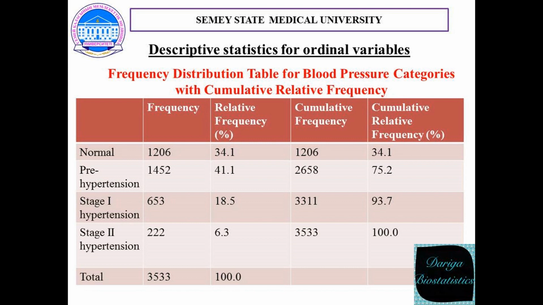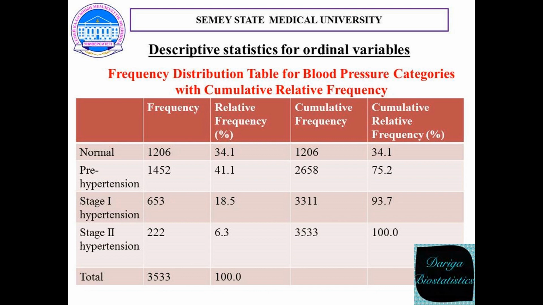Notice that more than a third of the sample, 34.1%, has normal blood pressure. 41.1% are classified as pre-hypertension, 18.5% have stage 1 hypertension, and 6.3% have stage 2 hypertension.